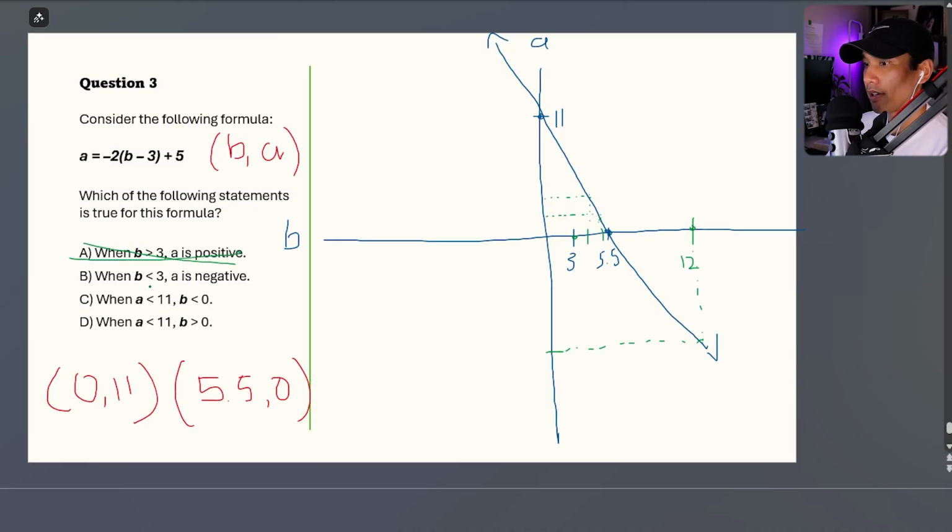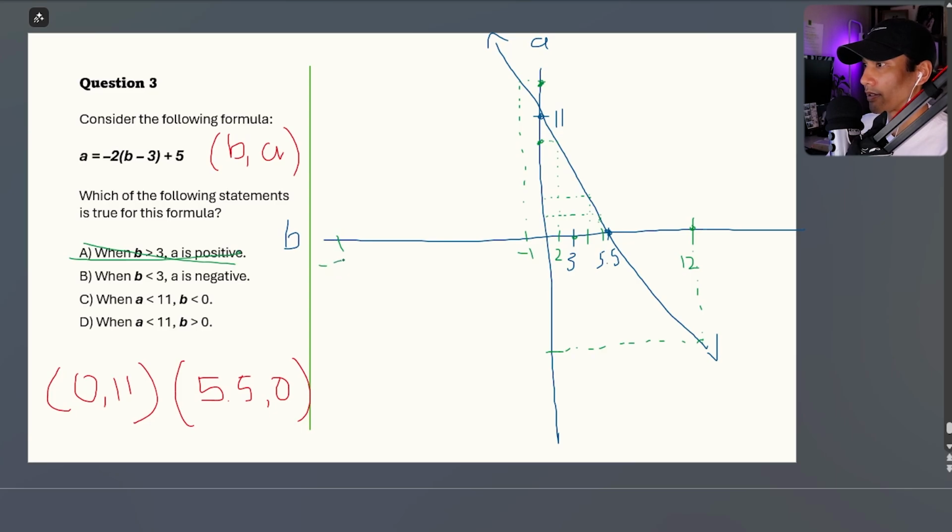When b is less than 3, so anything less than 3, a is negative. So let's choose 2. Okay, that's less than 3. We go up, and we see that it's positive. We see that it's a positive number. And if we chose like -1, we go up, it's still a positive a value. So anytime I choose anything that's less than 3, it's always going to be positive.